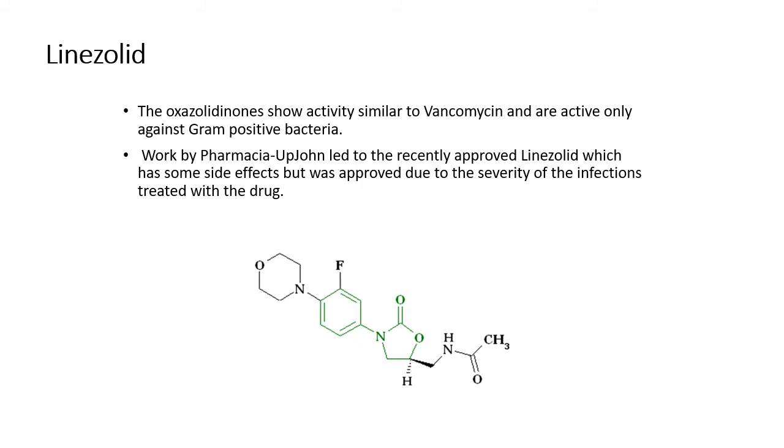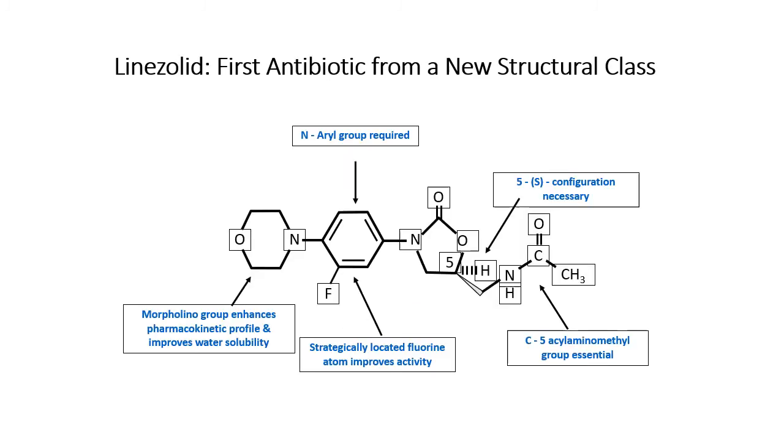Linezolid is one of the more successful of the oxazolidinones. It has similar activity to vancomycin, which is good. It is only active against gram-positive bacteria. And although there are some toxicity issues and side effects, it is approved in certain situations where other drugs have failed. So linezolid, as I said, is the first antibiotic from the new structural class.